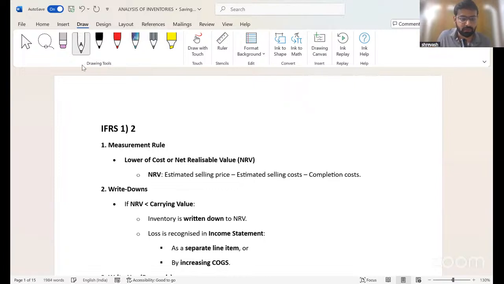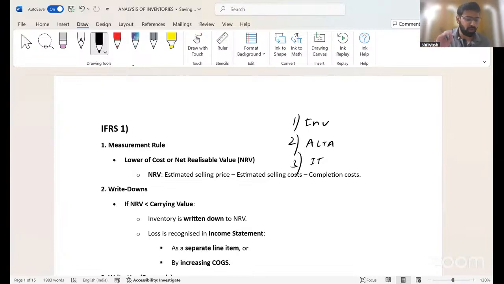So the first reading that we are going to do is the inventory reading, analysis of inventory. Second is analysis of long-term assets. And the third one is your income taxes, which everyone here would have some trouble doing. I hope my audio and video is clear.